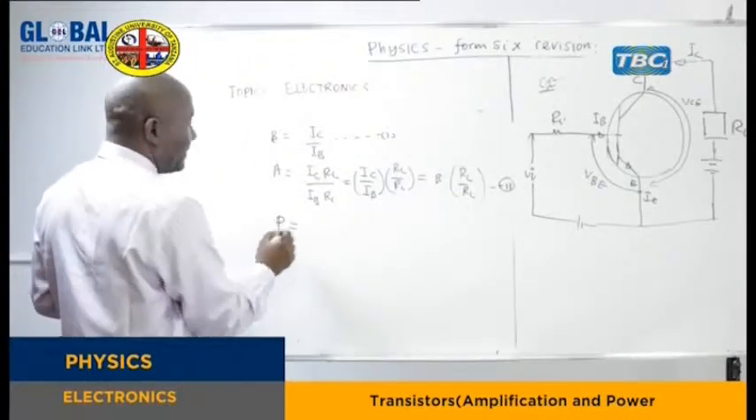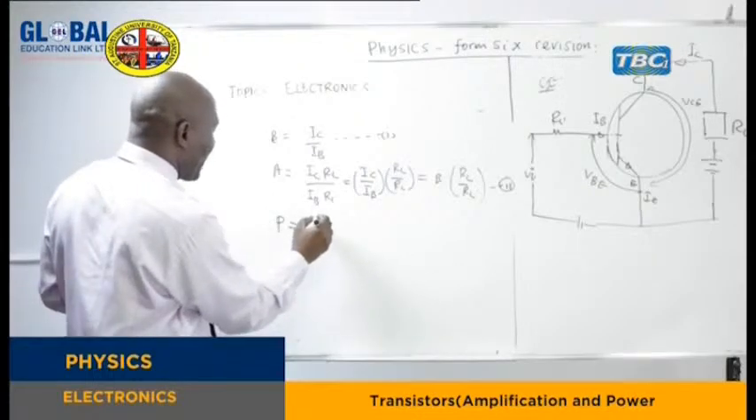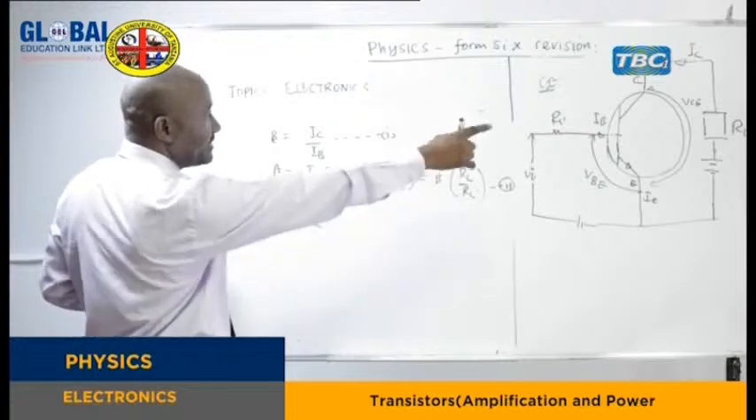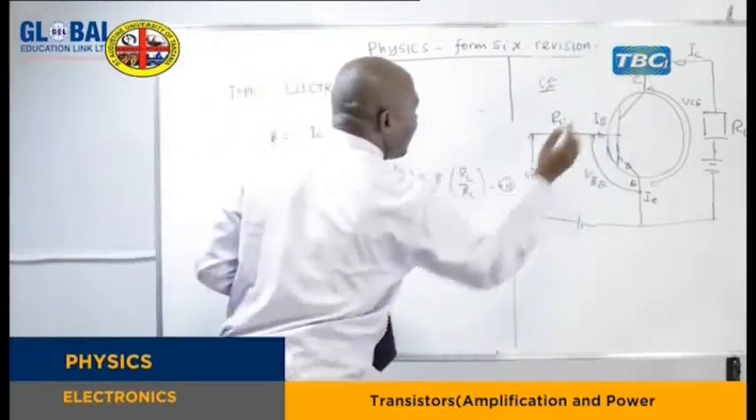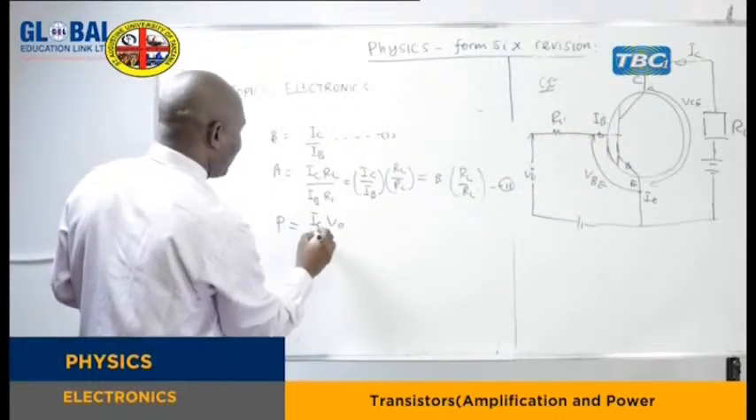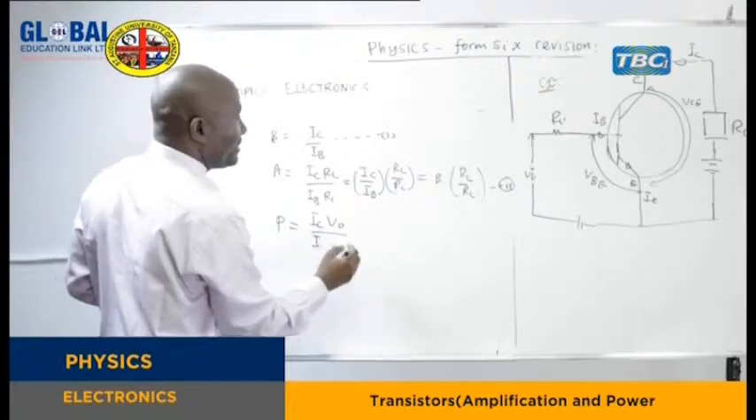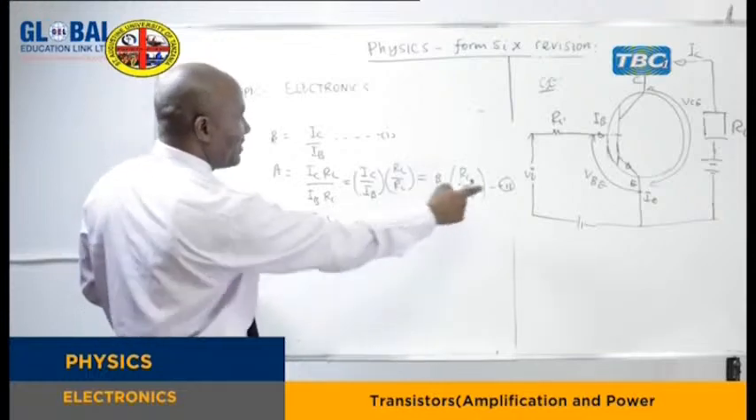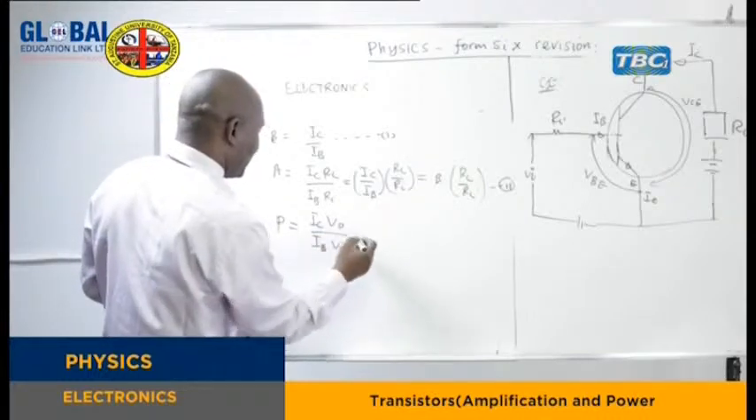You can find the power gain as the output power over the input power. So of course we talk of the output current, which is IC, times the output voltage, over the input current, which is the base current IB, times the input voltage.